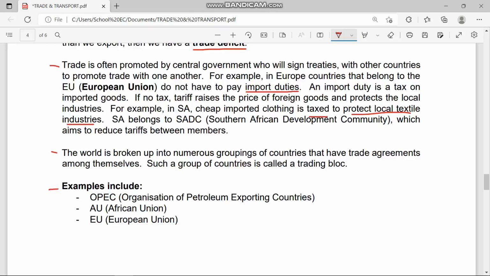We have examples. OPEC is the Organization of Petroleum Exporting Countries. AU is the African Union. These are the countries that we find on the continent of Africa that are trading with each other, mind you, under certain rules and regulations, under same agreements. We also have the EU, the European Union. These are the countries that are trading with each other that you might find in Europe. Okay, and so on.